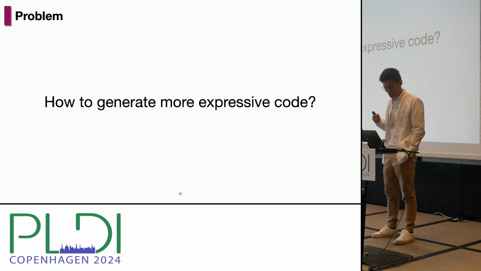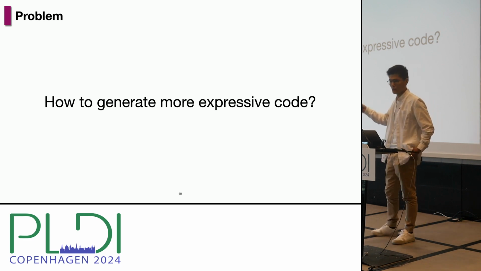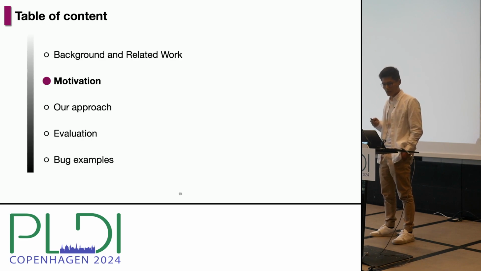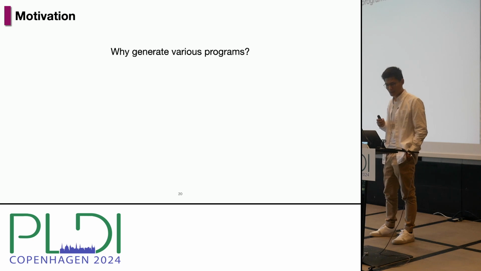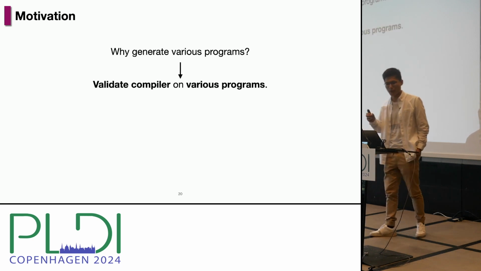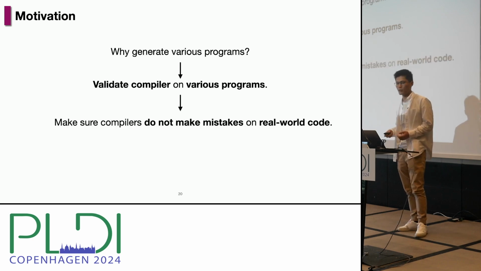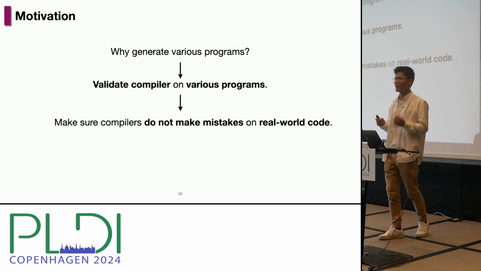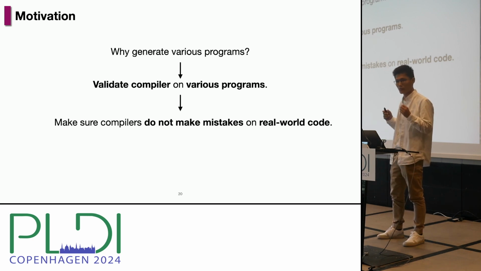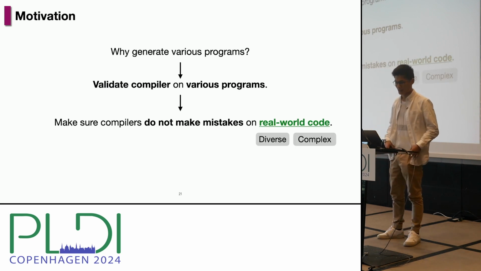So the key question is, how could we generate more expressive code, just like what I've shown you in the previous slide? Well, the motivation of our approach is that we need to ask why we need to generate various programs. Because we want to use these programs to validate the compilers. And why do we do such compiler validation? Because we want to make sure that compilers do not make any mistake on real-world code. Because real-world code is really diverse and really complex.